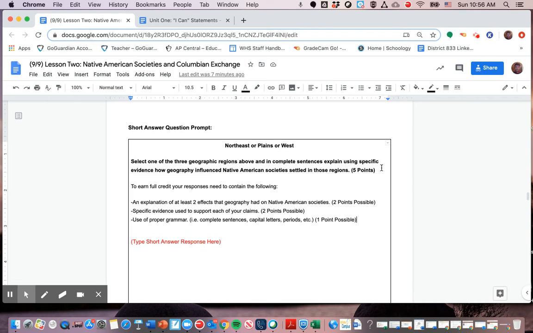Now, one last thing about our short answer question prompts. This question here is actually one of the possible test questions in your test bank for the Unit 1 exam. So you might actually get this question when you take the test on Friday or sooner. If you look at it, select one of 3 regions and explain how that geography affected the Native American society. This is almost identical to the question in your I Can Statement Study Guide.